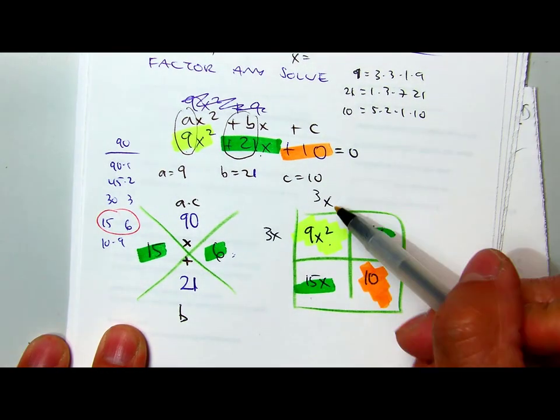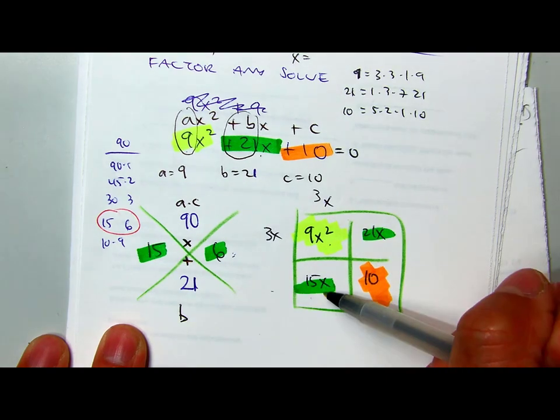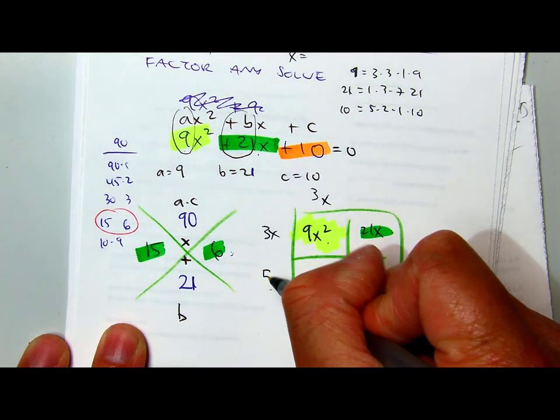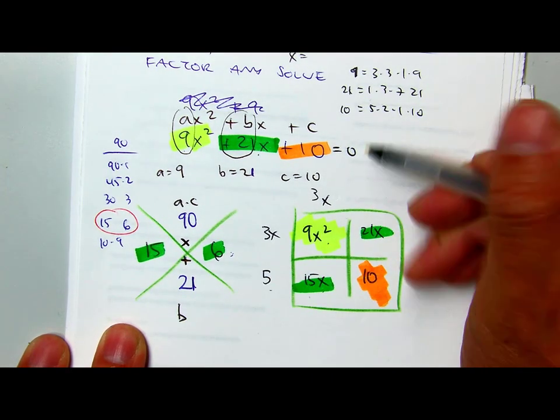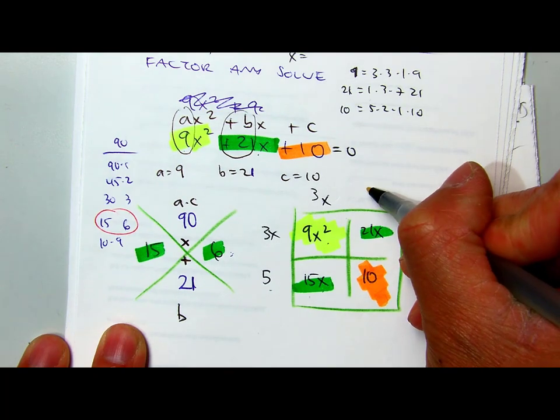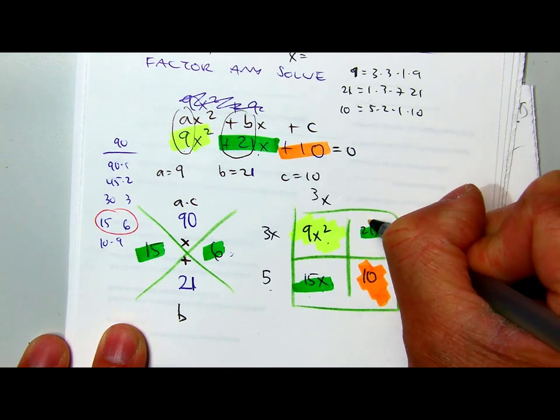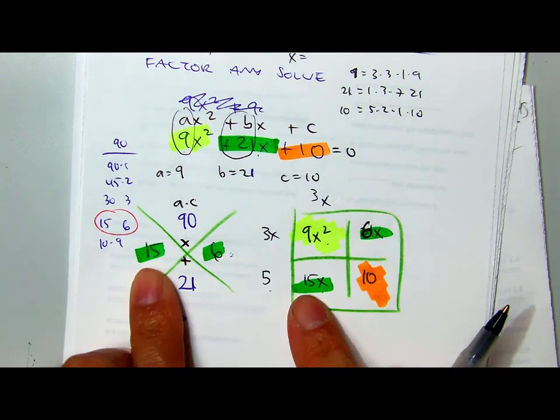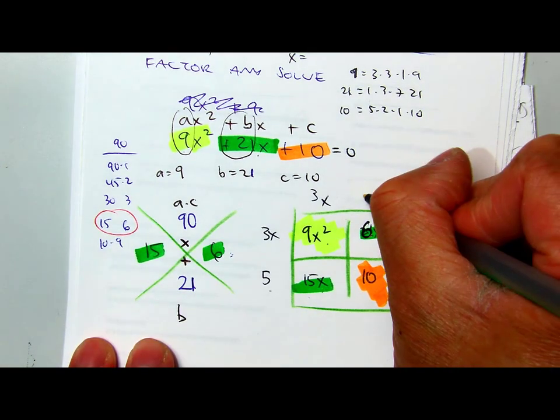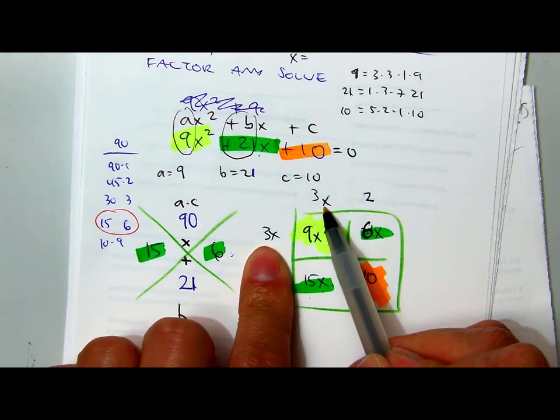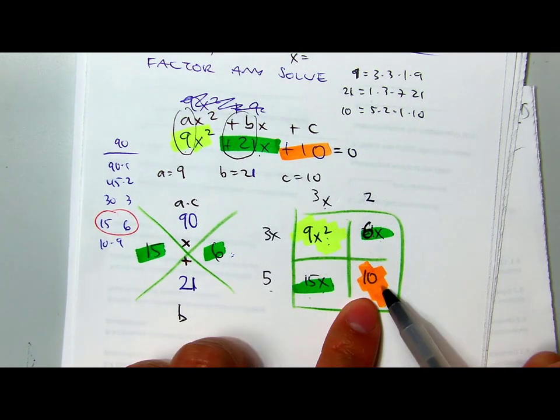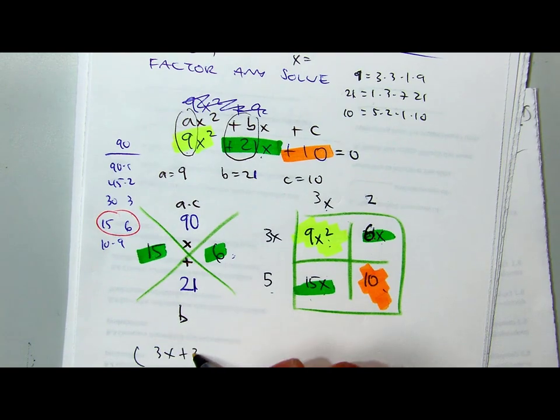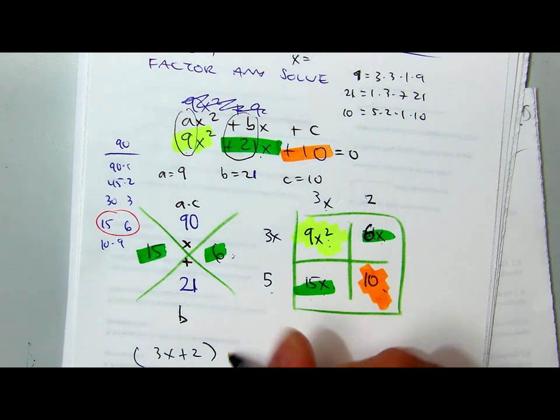And then I'm trying to think of something, 3x times something will equal 15x. Or you can think of the greatest common factor this way, it would be a 5. In this case, it would be a 6x. That's right, that's supposed to be a 6x. 6x. 15x. So this one will be a 2. Multiplies, and then those are my binomials. 3x plus 2 and 3x plus 5.